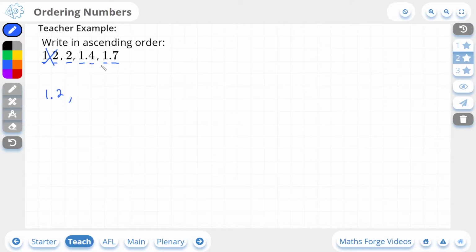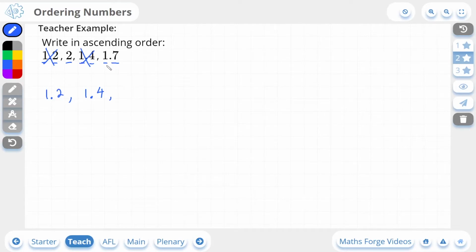And then we're going to look for the next smallest number. So it's between this 1.4 and 1.7. And you can see in the tenths column, this 4 is smaller than the 7. So this number, 1.4, must be the next smallest value. So I'm going to write 1.4 and cross this off.